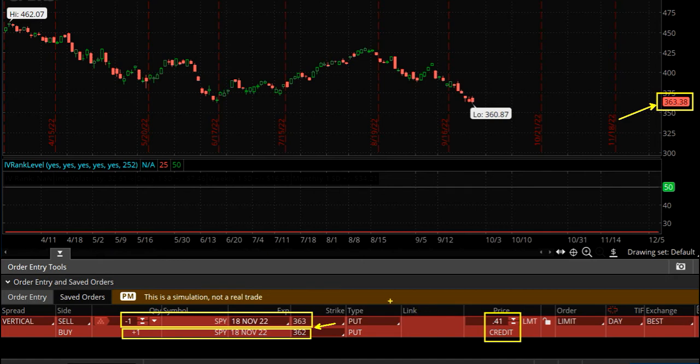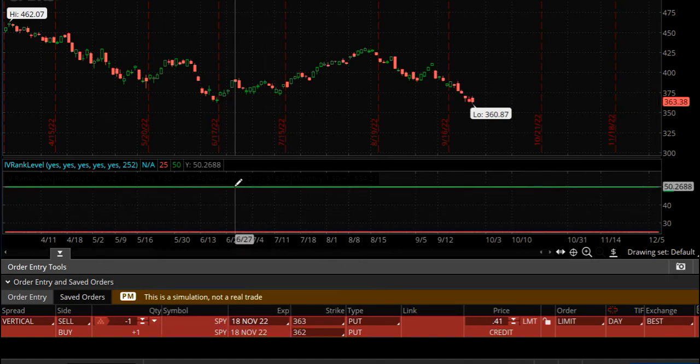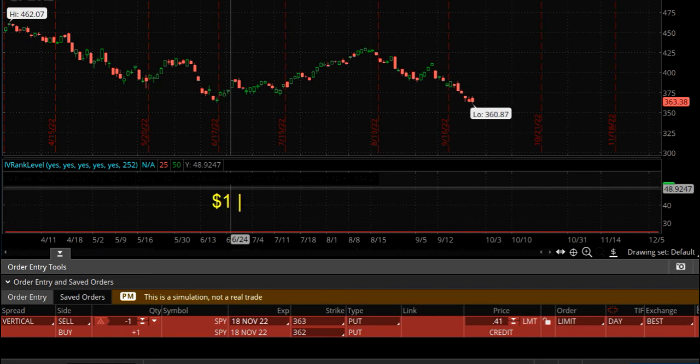Okay, what does that all mean? So if we go up here, what this means is this is a $1 wide vertical. Remember again, it's 363 to 362 is our strike price. So this is $1 wide. If we sell this for 41 cents, the most we can ever make on a vertical is what we sell it for. So if we sell it for 41 cents and collect that 41 cents credit, that's the most we can ever make on this trade.